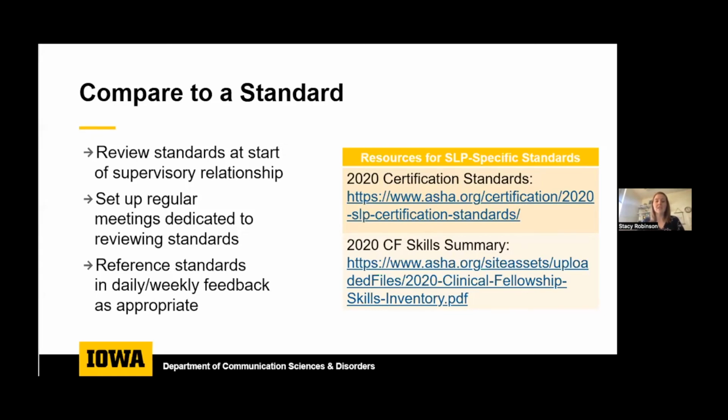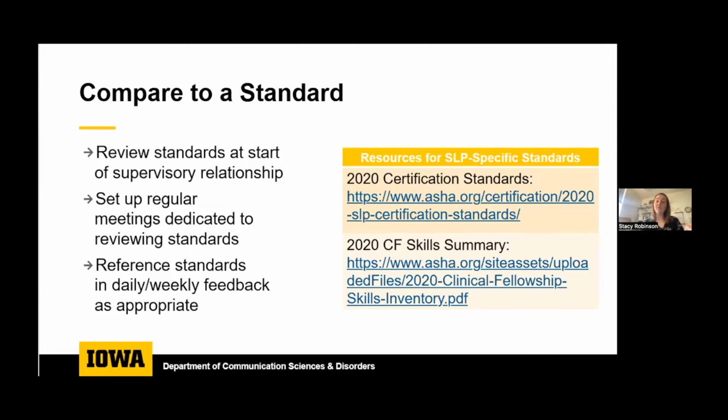Most university settings will already be set up to regularly meet to discuss reviewing standards. Also, the CF skills summary should be reviewed every quarter. But here at the university, we also try to do quarterly check-ins. So not just at mid-semester and end of semester, but every 4 weeks, we'll try to do a more informal check-in with our students, just to let them know how things are going. We don't go through every single standard, but we give them a little bit of information about how they're doing, and we can highlight some strengths and areas for improvement.